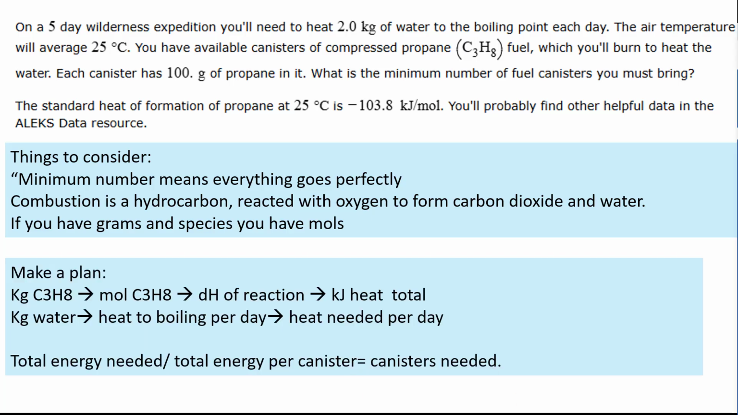We're going to take our kilograms of our hydrocarbon, convert that into moles of our hydrocarbon. Now we can use moles of our hydrocarbon and our ΔH of reaction to solve for our kilojoules of heat total. So this is going to tell us the amount of heat we have inside our canister. We also know how much water we need to heat. So if we have our kilograms of water, we can figure out our heat to boiling each day because we know Q equals mcΔT. We'll calculate that heat. So that's going to tell us our heat needed per day, which we can multiply by 5 to know our total heat needed over the course of the trip.